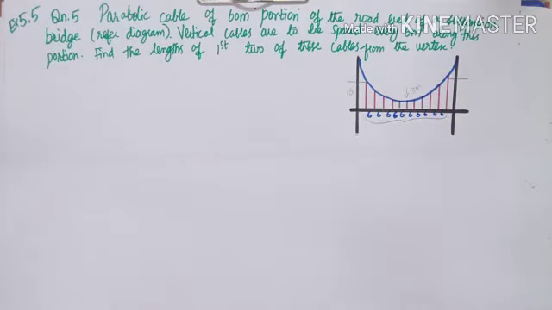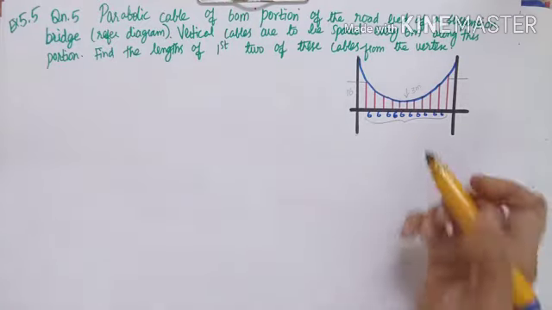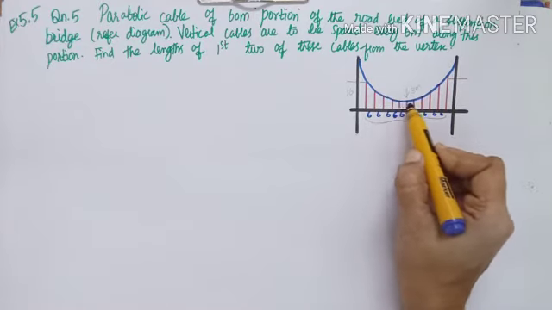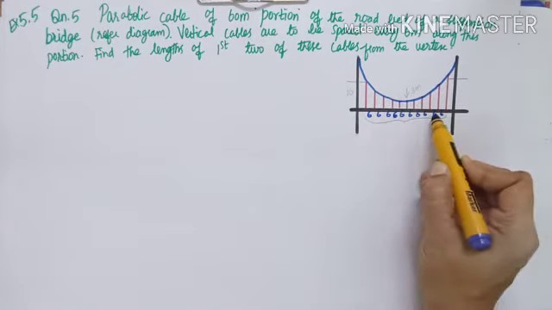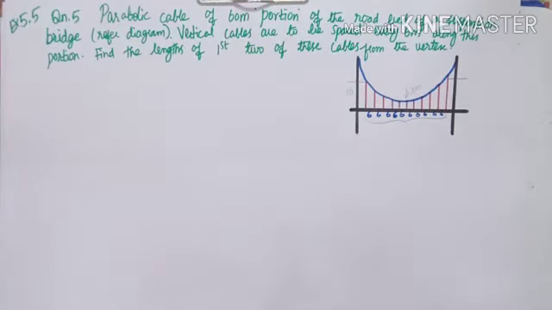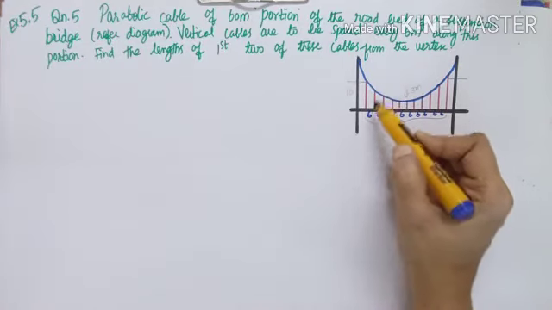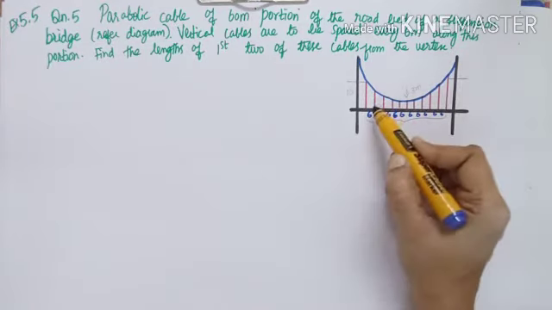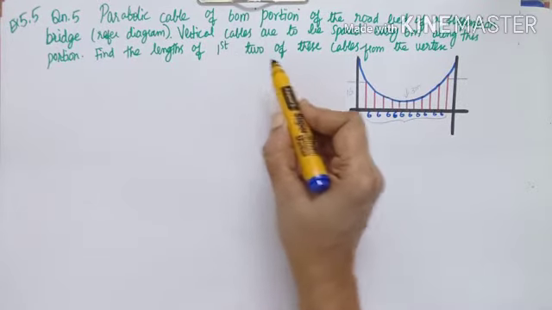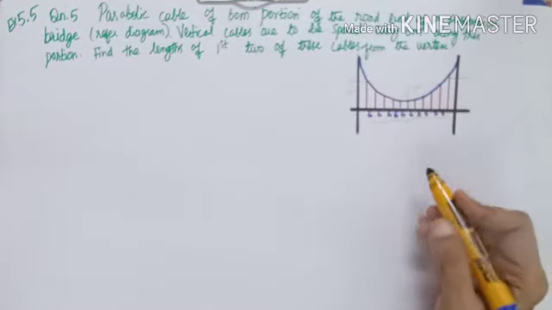Question number 5. Parabolic cable of 60 meter portion of the road bed. The diagram is given in the question. Each portion, the length is 6, so that together they form a 60 meter portion. Vertical cables are spaced 6 meters along this. Find the lengths of 2 of these cables from the vertex.